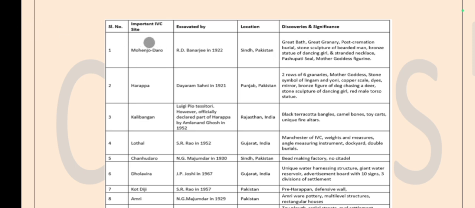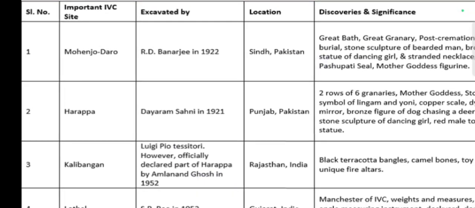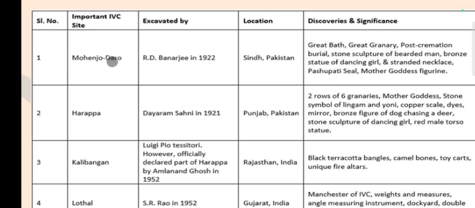The first site is Mohenjo-daro. It is a very important site where you can see the Great Bath and the Great Granary. The Great Bath means people used it for sacred bathing. Also found are post-cremation burial, a stone sculpture of a bearded man, and a bronze statue of a dancing girl. Remember, the bronze statue shows they knew alloys and metallurgy. They also found standard weights and measures, necklaces for beauty, the Pashupati seal, and a mother goddess for religious purposes.